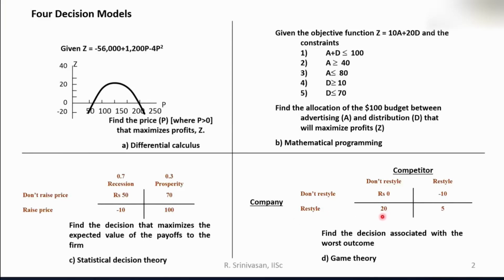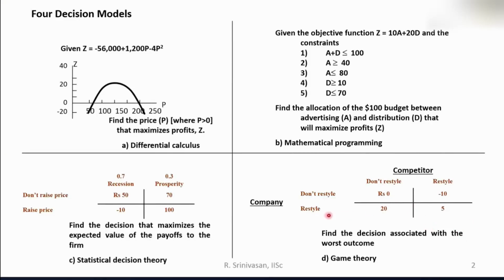Suppose you restyle, but the competitor doesn't restyle. You restyle your product, but the competitor doesn't restyle the product. Then you make 20 rupees profit, let us say. Suppose you restyle and the competitor also restyles. Then both of you may end up making 5 rupees profit. Suppose you don't restyle and the competitor restyles. He may end up making 10 rupees loss. Suppose this is the type of scenario which gets presented.